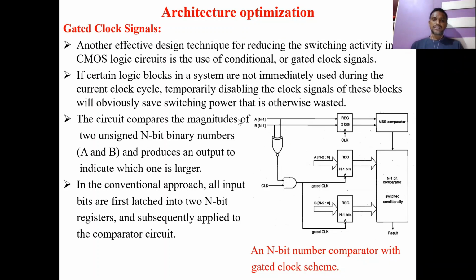The circuit compares the magnitude of two unsigned n-bit binary numbers A and B and produces an output to indicate which one is larger. In the conventional approach, all the input bits are first latched into the n-bit registers and subsequently applied to the comparator circuit. But here we are designing to optimize the switching activity, that's why we are going with gated clock signals. What does it mean?